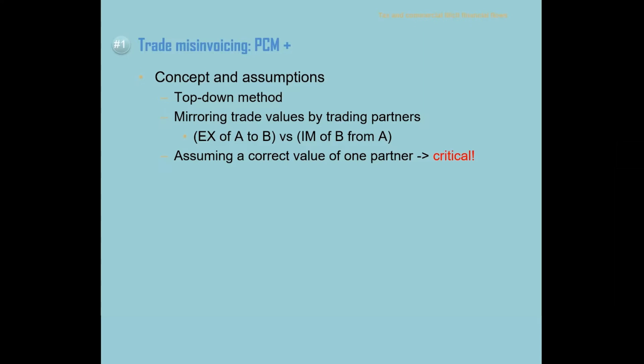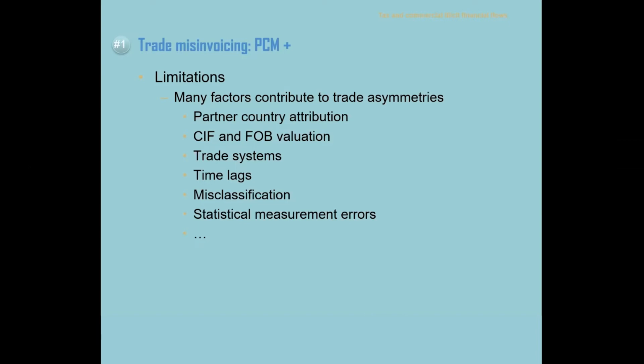Now, when we said that the assumption is that one value is correct and the other one is incorrect, we also need to know that this method is, of course, inheriting many limitations pertaining to a simple fact that many factors, not only illicit financial flows, contribute to trade asymmetries that are being observed in those bilateral data.